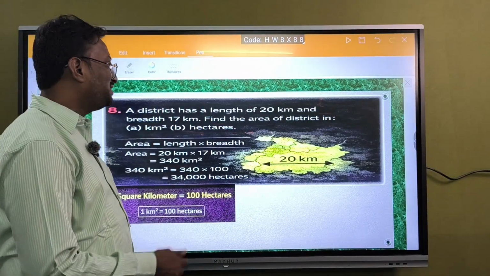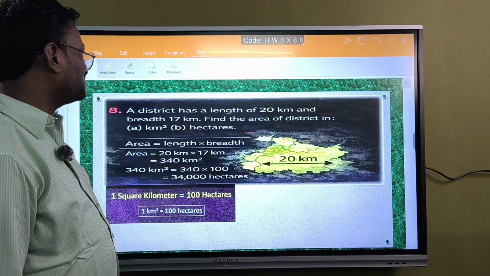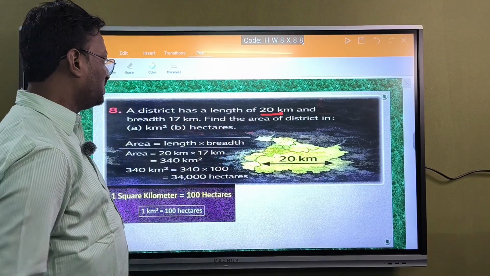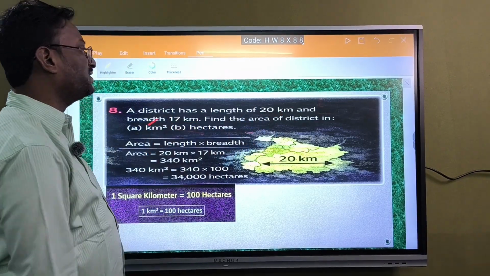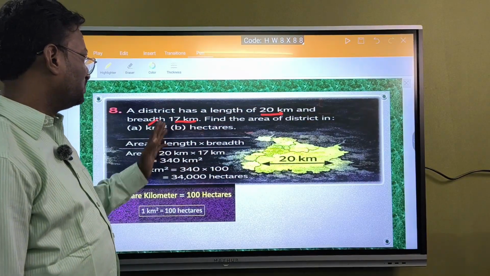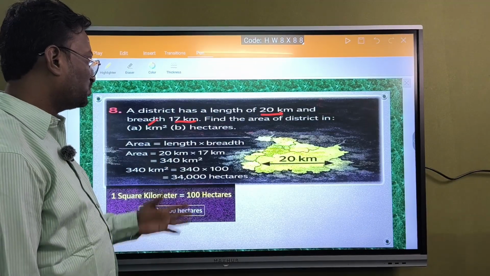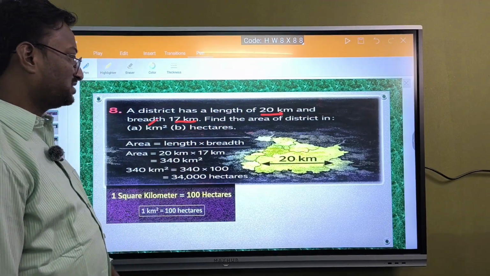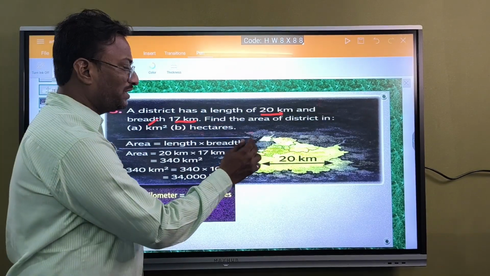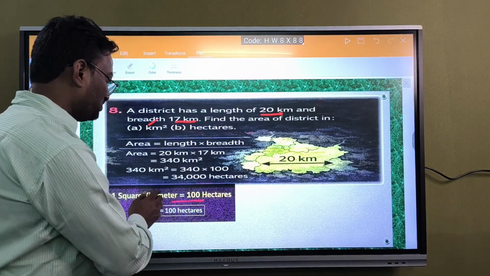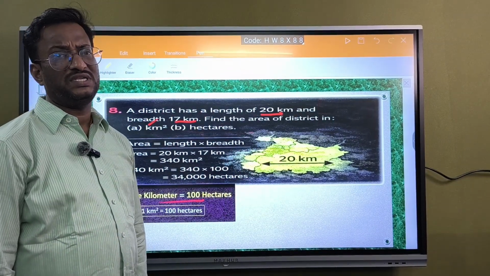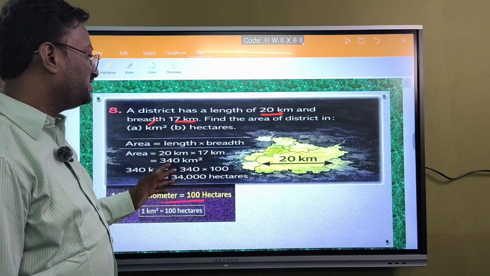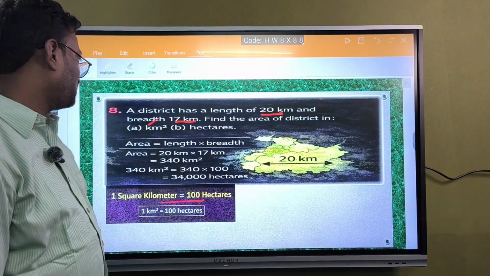Next one is, a district has a length of 20 kilometers and breadth 17 kilometers. Here they both are given in kilometers. So you try to find the answer in square kilometers first. 20 into 17, 340 square kilometers. You got the answer directly. Then you try to find it in hectares. 1 square kilometer is equal to 100 hectares, right? Then you multiply with that 100. Easily you are going to get the answer.